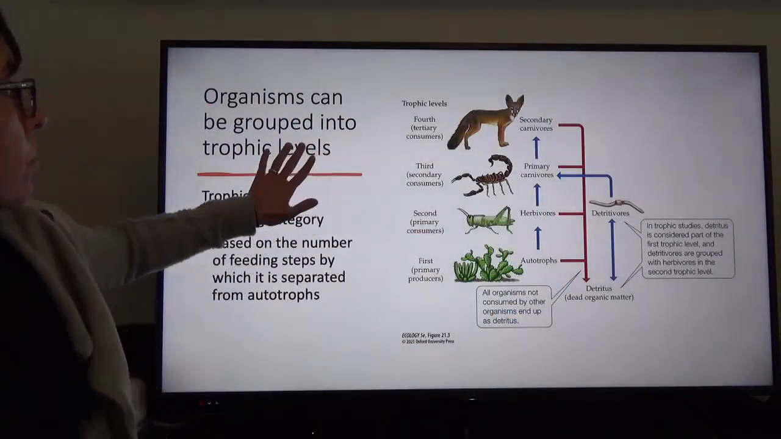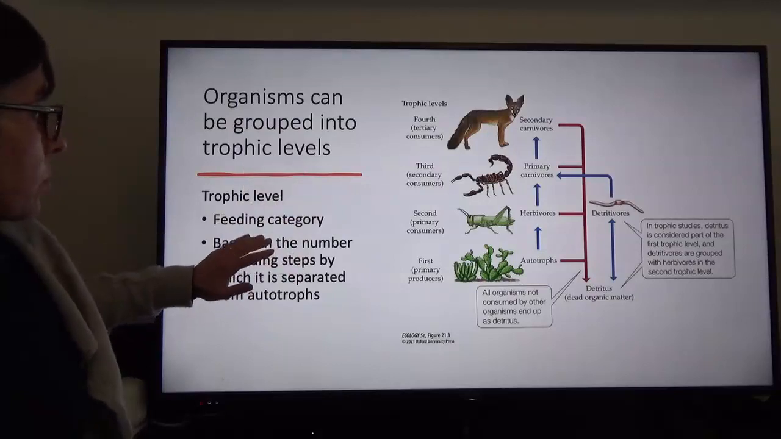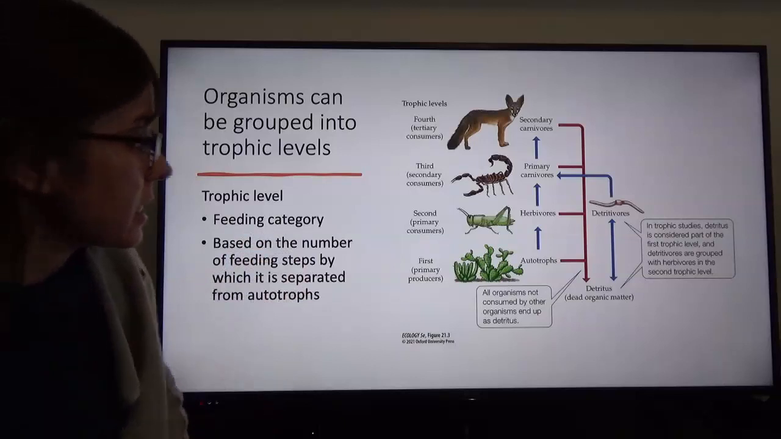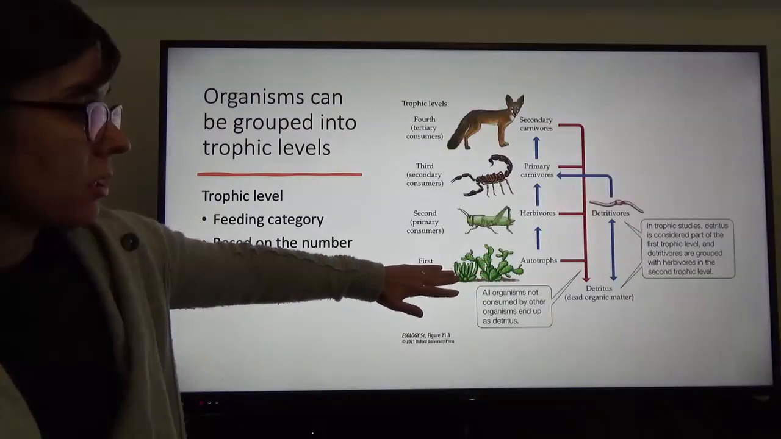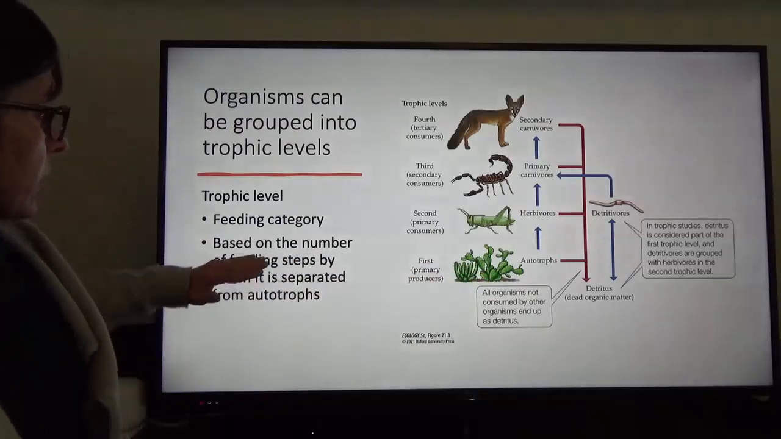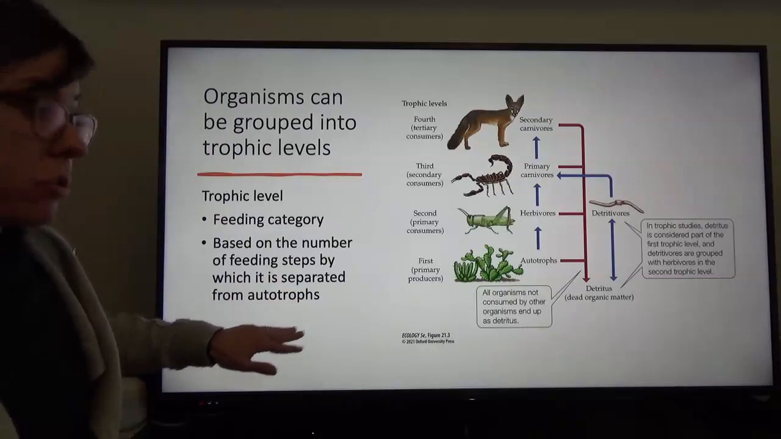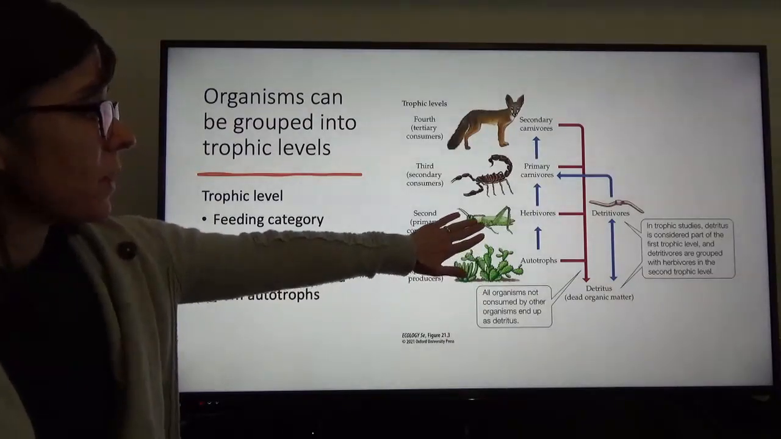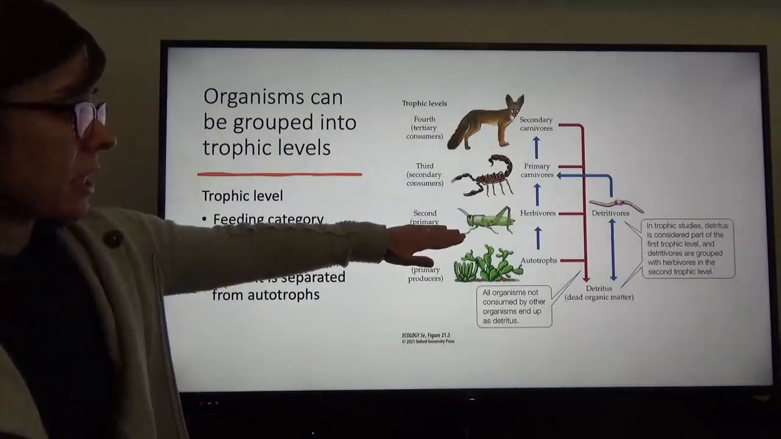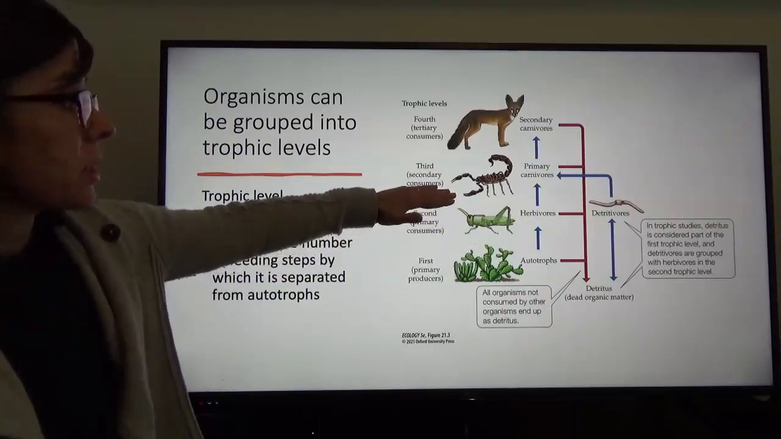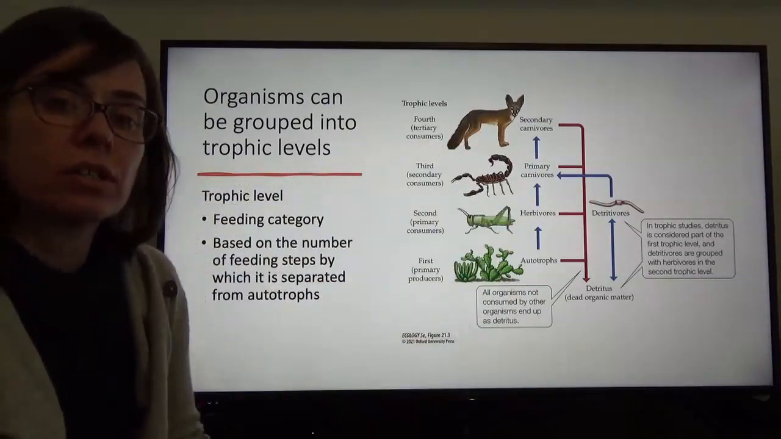Okay, so just to remind you, when we think about species within a community, we can group them by trophic level. And so the trophic level is effectively the feeding category of that species. And so in this diagram, we have our autotrophs. These are our primary producers. They are at the first level of the food web, okay? Or the first trophic level. The trophic level is based on the number of feeding steps by which a species is separated from autotrophs. So we have autotrophs here in the first position, and then we can move up through second, third, and fourth position in these trophic levels, with the second level being primary consumers, so herbivores, the third level being secondary consumers or primary carnivores, and then the fourth level being tertiary consumers or secondary carnivores, all right?